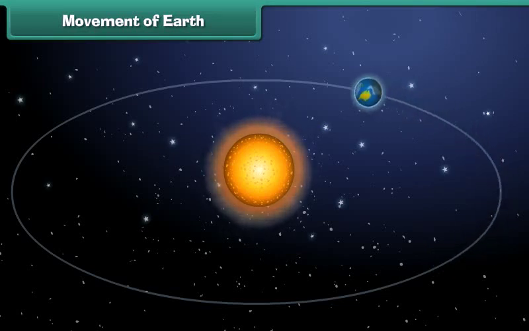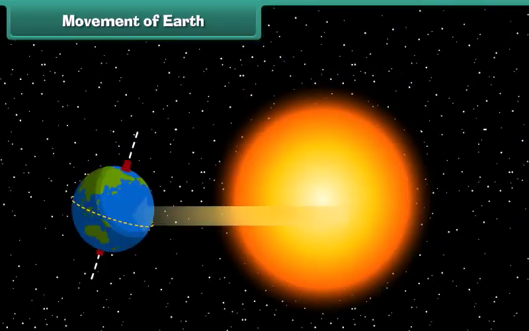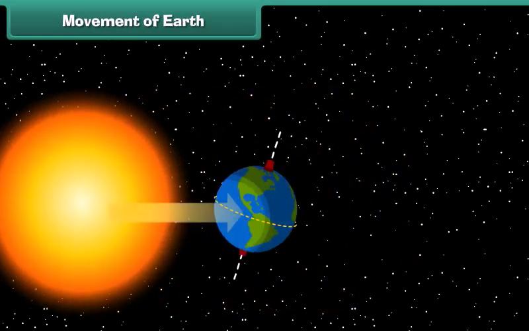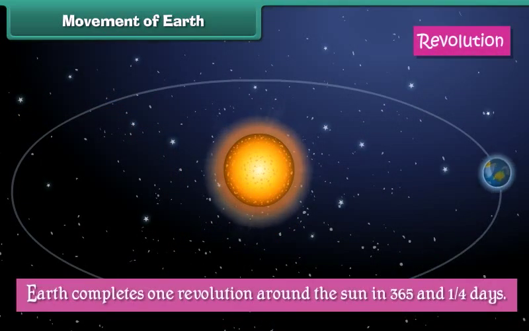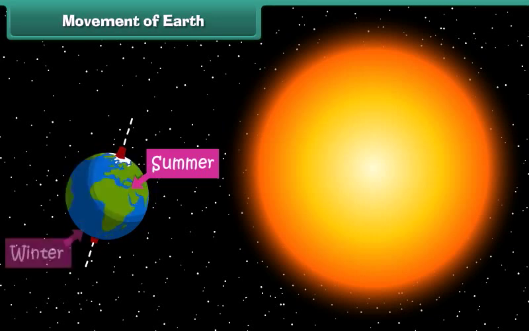Movement of Earth. Earth's movement around the Sun along a fixed path is called revolution. Revolution causes seasons to change on Earth. Earth completes one revolution around the Sun in 365 and 1/4 days, that is, 1 year. During Earth's revolution, that part of the Earth which is closer to the Sun experiences summer, while the other part of the Earth, farther away from the Sun, experiences winter.